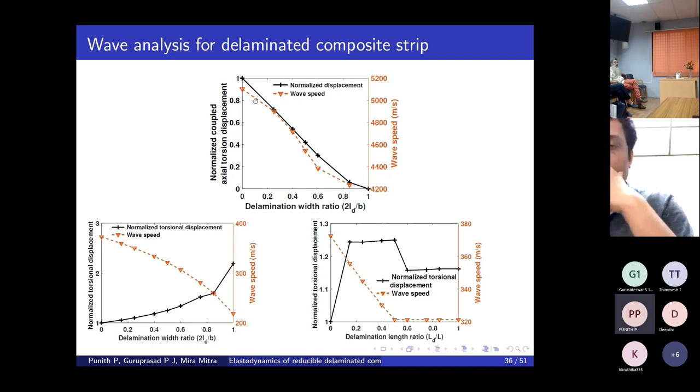This mode has not been studied much because of the difficulty of capturing it, but we were able to do it in this case. Even in the case of torsional speed, we can see the torsional speed reducing non-linearly with the delamination, whereas the axial torsion coupling is reducing linearly. And the displacement, as we know, has to increase for the torsional beam as the delamination size increases.